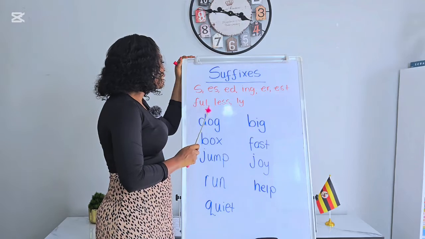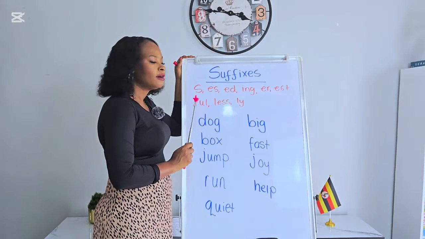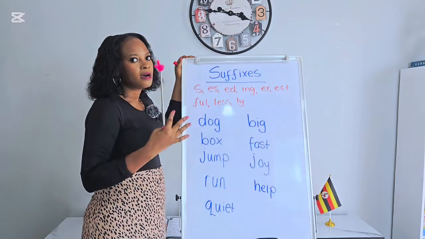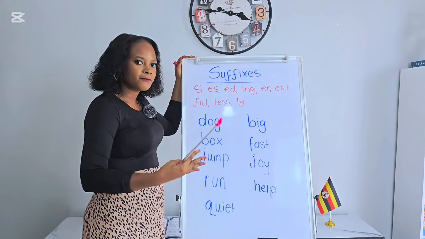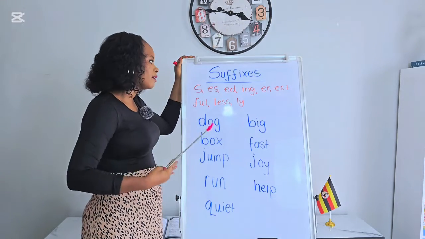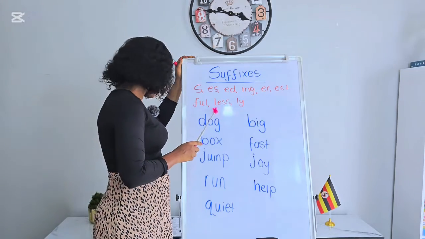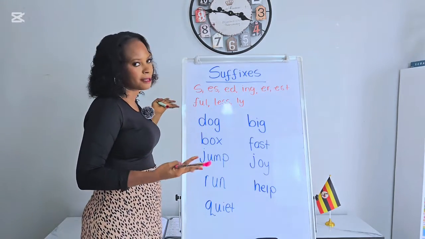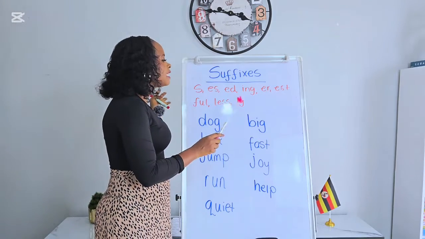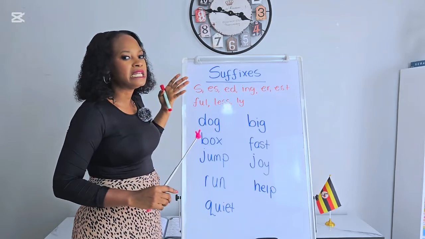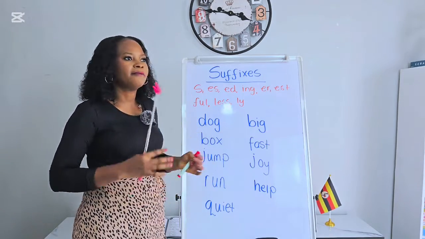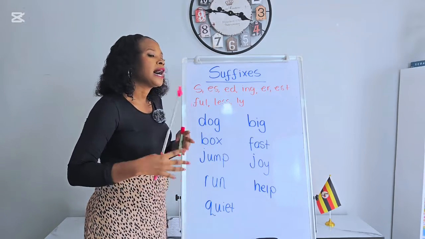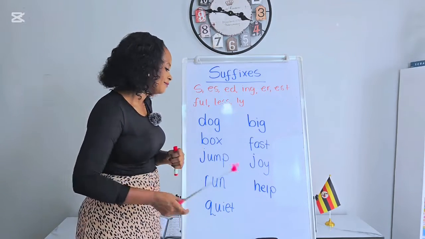Suffix ful, say full, full. Suffix ful is used to show full of something. All right. Then suffix less means without, not having something. Suffix ly, or we call it li, is mostly used in adverbs to show how something is being done.